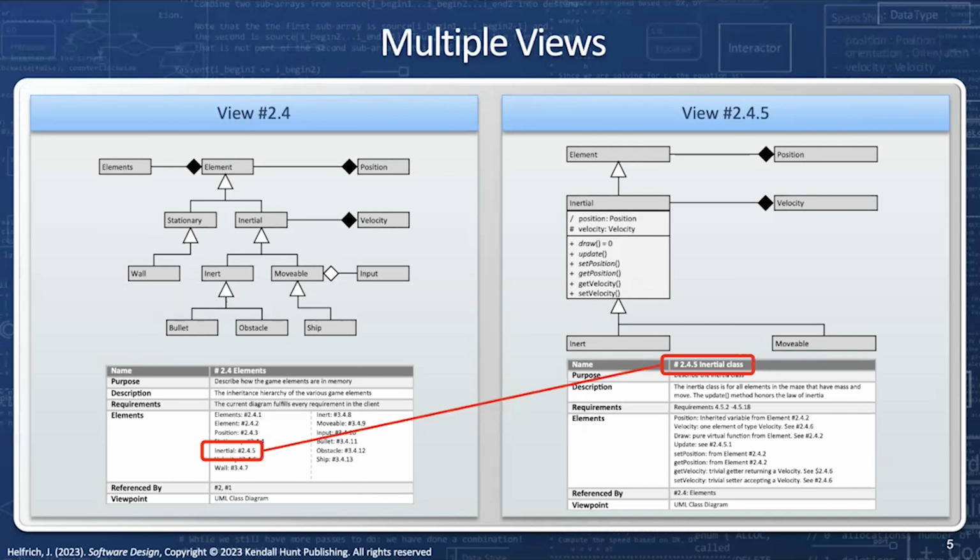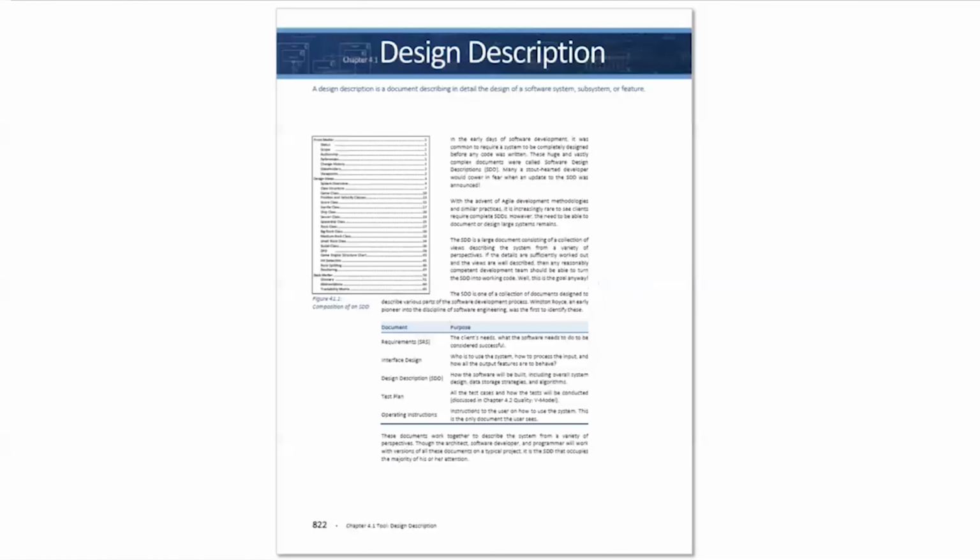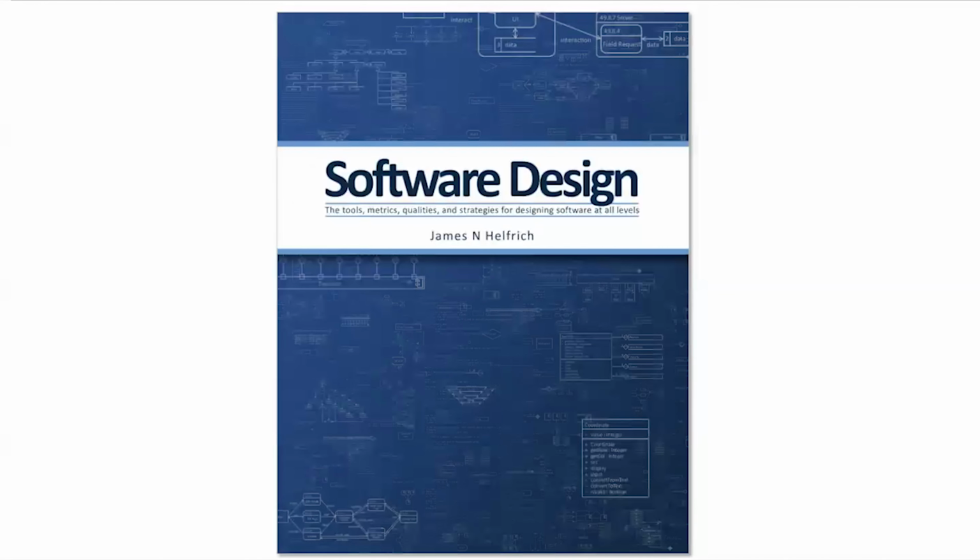Now, also take a look at this design information for 2.4.5. We have the referenced by. It's referenced by 2.4, which is elements. In other words, every view points to its parent view, unless you're the high-level view, and every subview points to another view which elaborates on that in more detail. So in other words, we have kind of a doubly linked list going on here, or an n-ary tree. So I can always zoom down by looking at the sub-elements, and I can zoom up by looking at the referenced by. You can learn more about this in the design view section of the design descriptions chapter of the software design textbook.